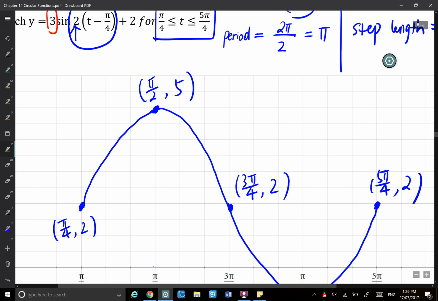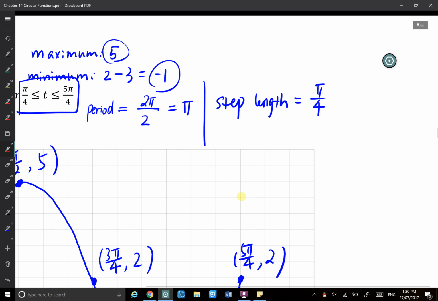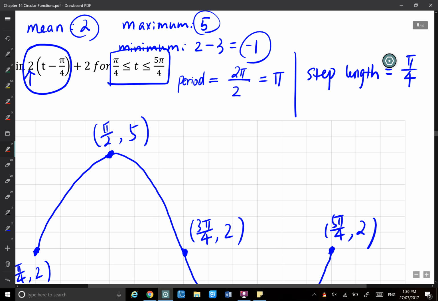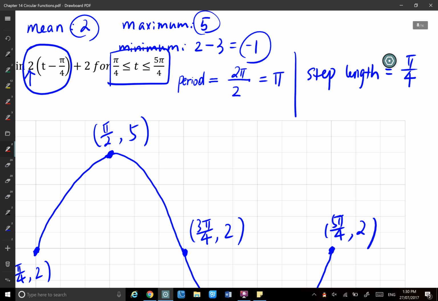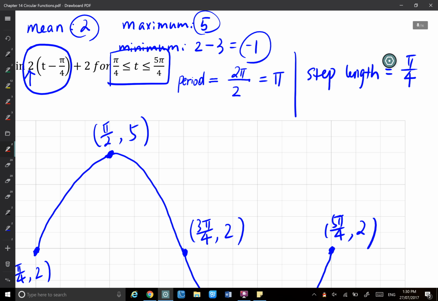The next thing we think about is how long it takes for one step in the horizontal x distance. That will be period over 4. In each period there are 4 stages, and I want to know how long each stage takes. The period for this question is pi. And how do we find the period? Period is 2 pi over 2, so I find pi. And I want to know the step length. That will be period divided by 4, so it's pi over 4 for each step.